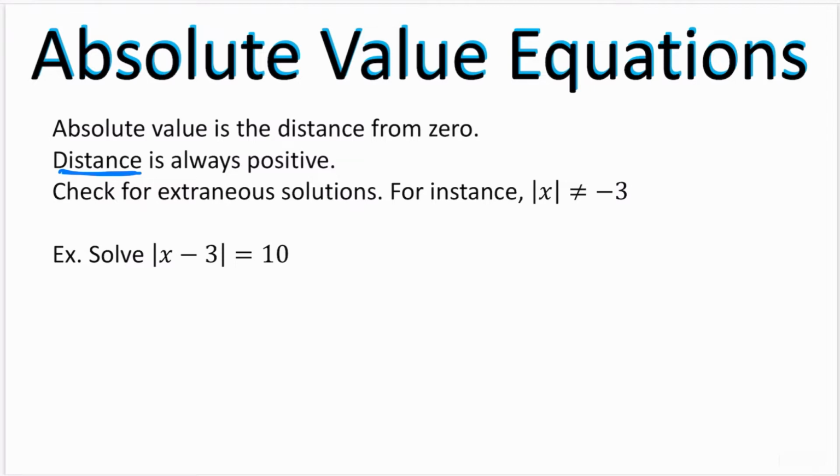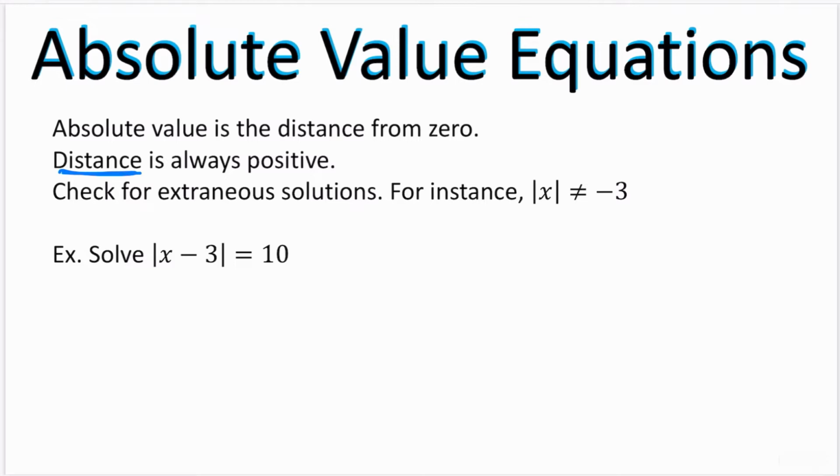Distance is always positive. Therefore, absolute value is going to make your answer, when you take it out of the absolute value, positive. And then one of the things that we have to do whenever we're solving these problems is checking for what's called extraneous solutions. An extraneous solution is a solution that comes out algebraically, but it actually makes no sense.